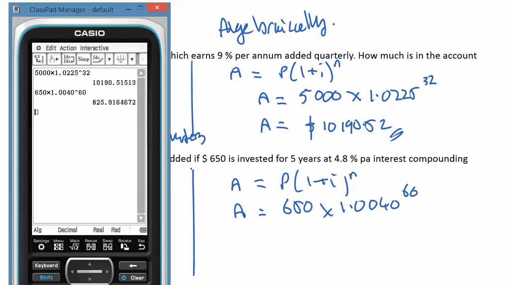So on the main screen of the calculator, 650 times 1.0040 raised to the power of 60 will give me $825.92. Now please note that includes the 650. So to find the total amount of interest earned, I have to subtract that from the 650.